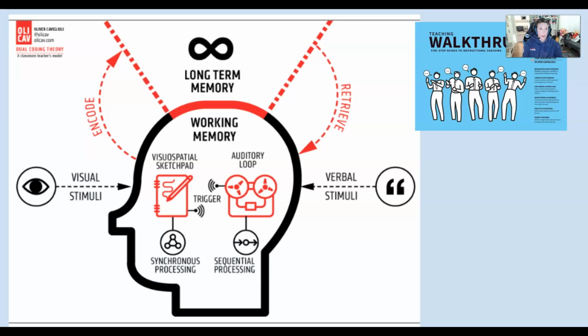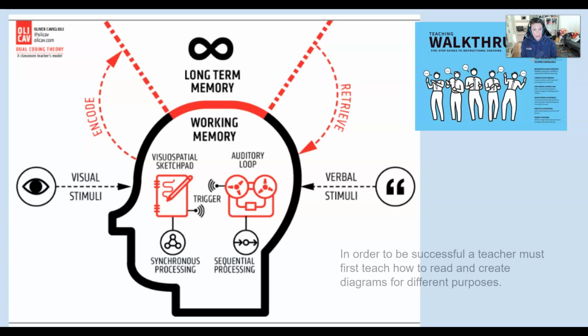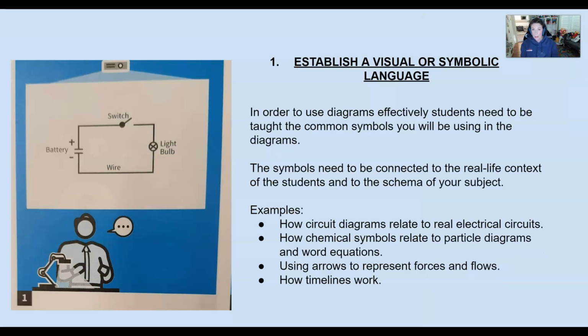So I have developed what we're doing today from the Walkthroughs 2 book, and this is one of the images that's used to represent dual coding, but it's an incredibly complex image, and if we were to just look at it we wouldn't really understand it. That's because in order for this process to be successful, a teacher must first teach how to read and create the diagrams for their different purposes. So these are 5 steps in order to use dual coding effectively.